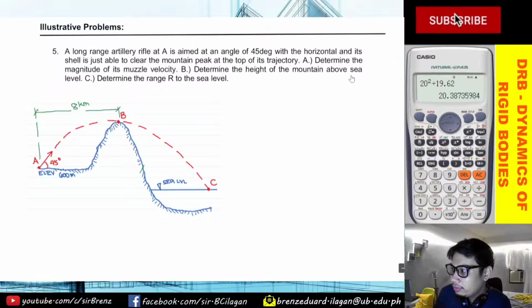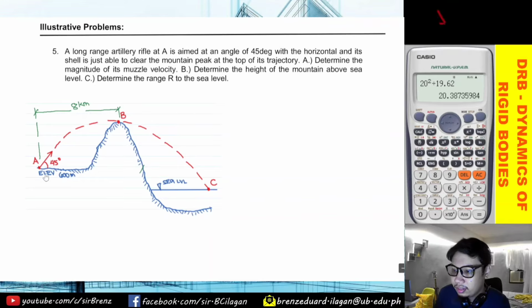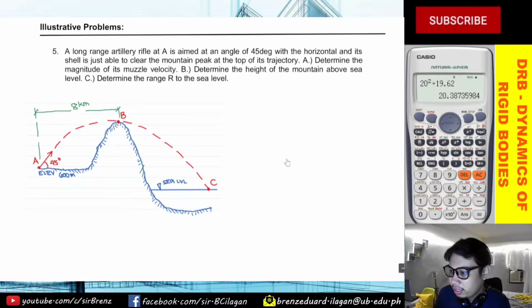Determine the height of the mountain above sea level. So above sea level, so ito yung reference point natin. And letter C, determine the range R to the sea level. Okay, so ang hinahanap most probably is from point A to point C.